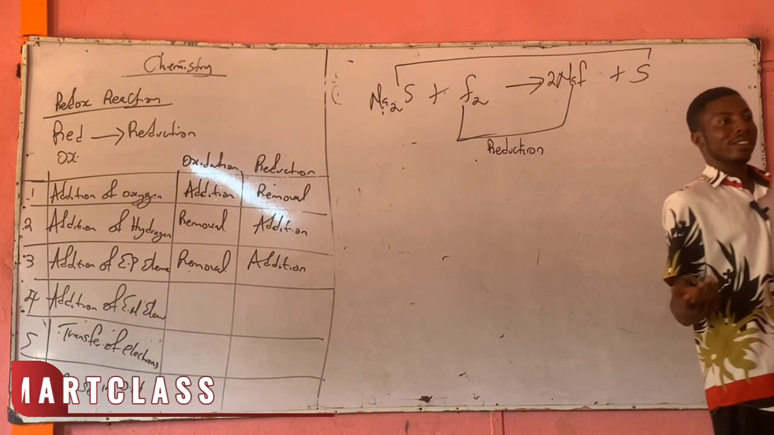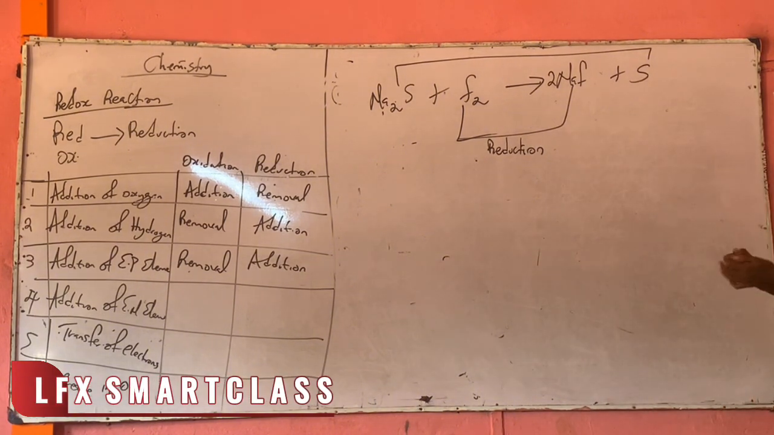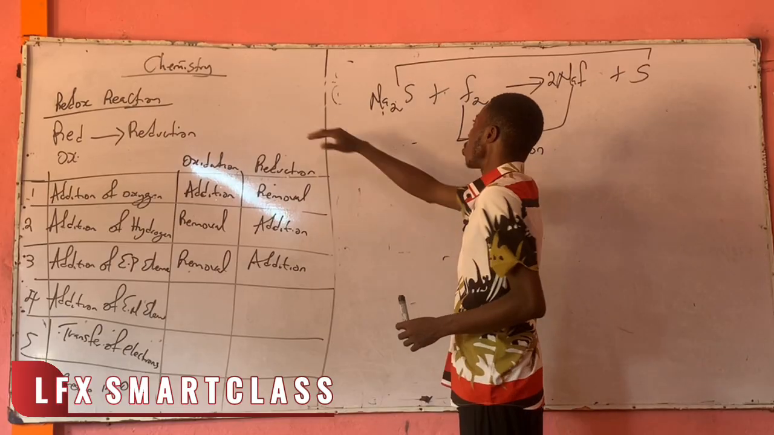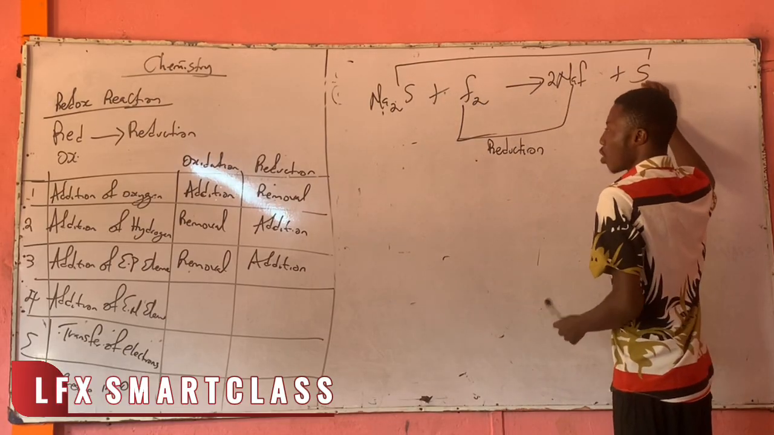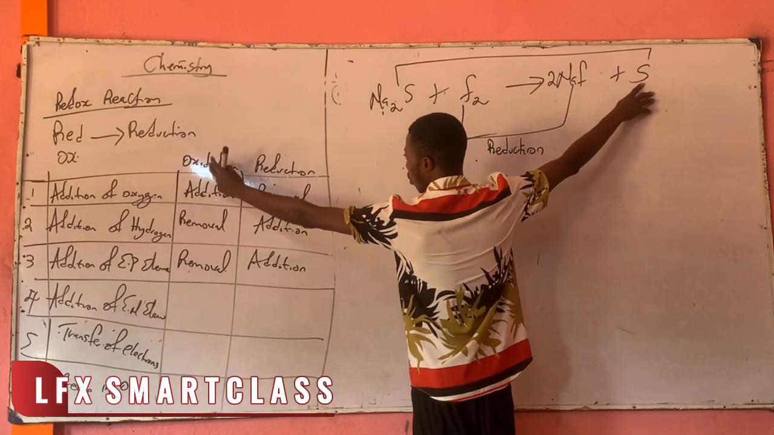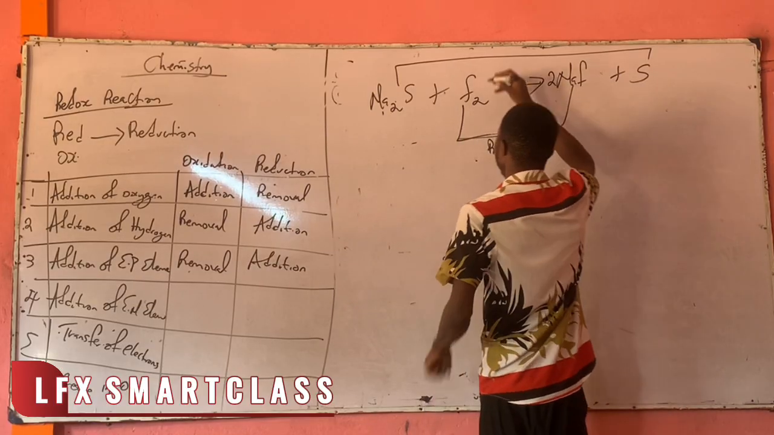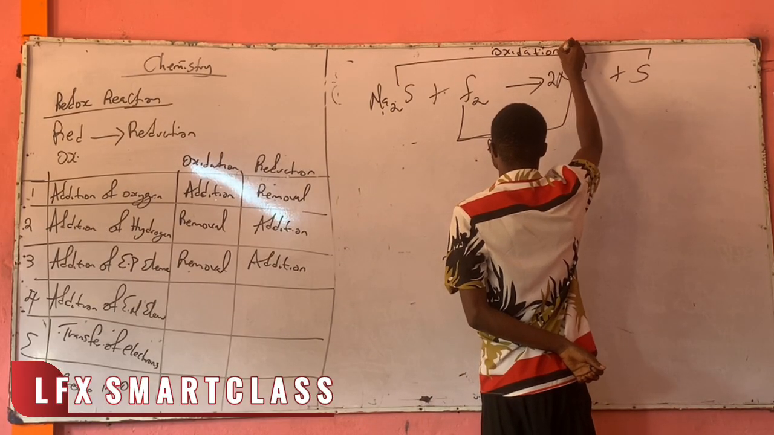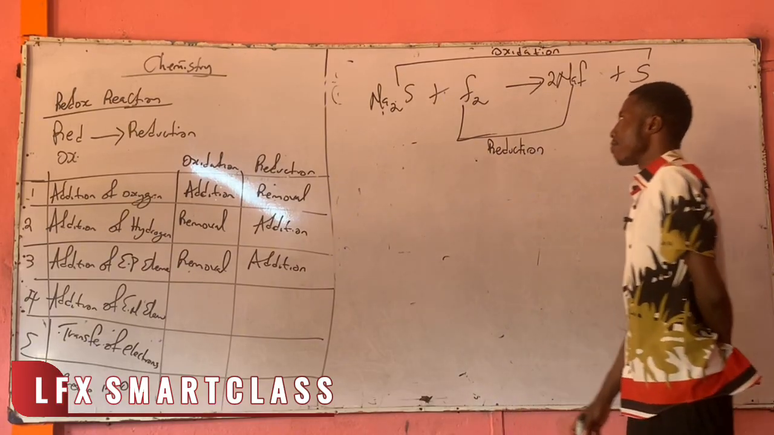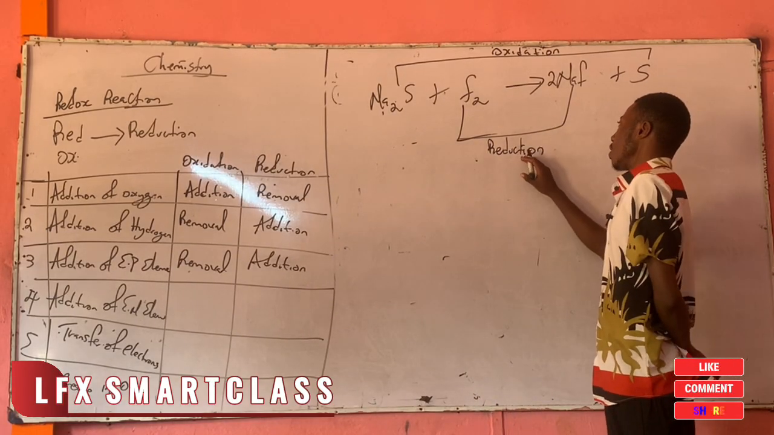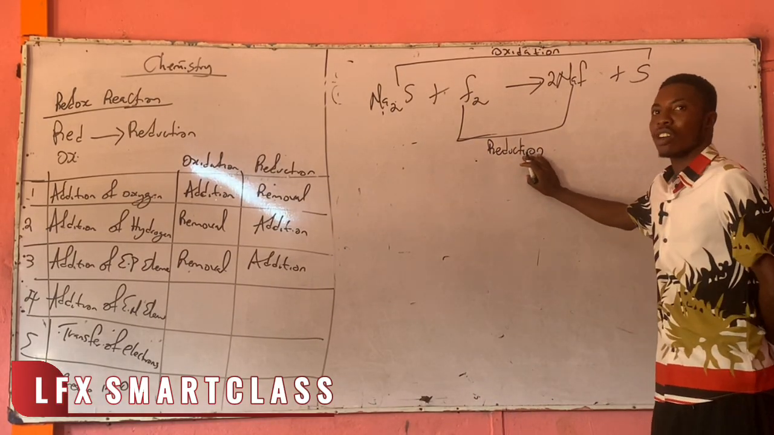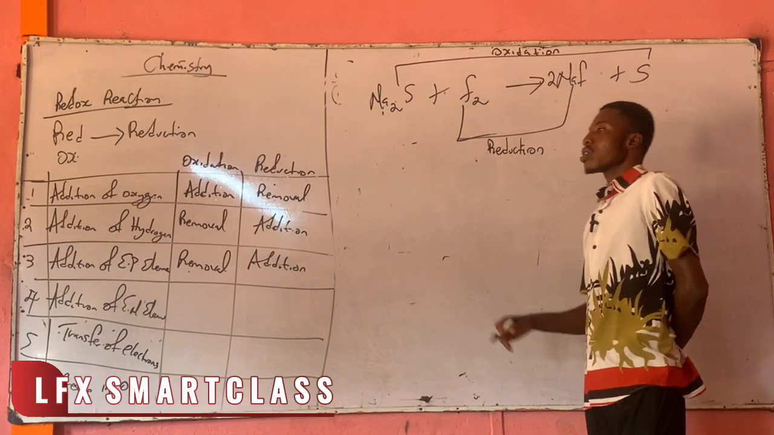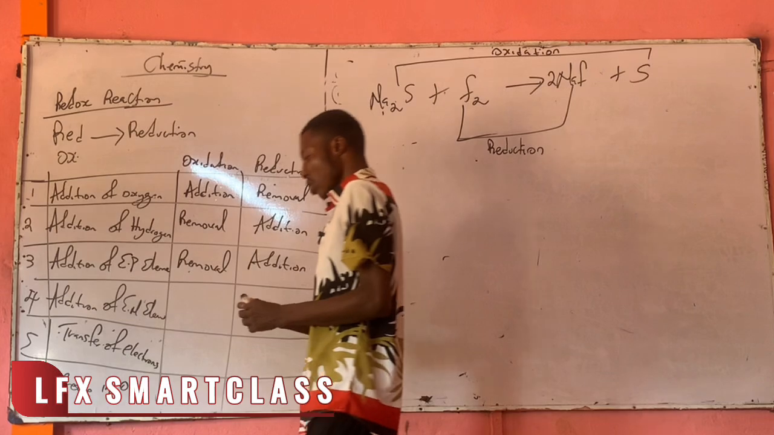Okay, so what happened here when we reached here and we removed sodium is what we call what? Oxidation. So removal of this is now oxidation. So now the agent that causes reduction is now who? Oxidizing agent. The agent that causes oxidation is now who?